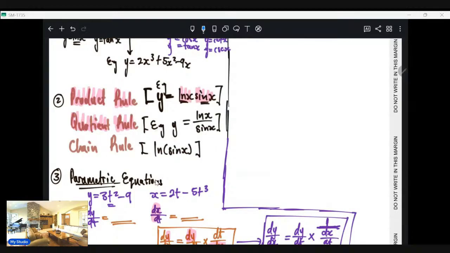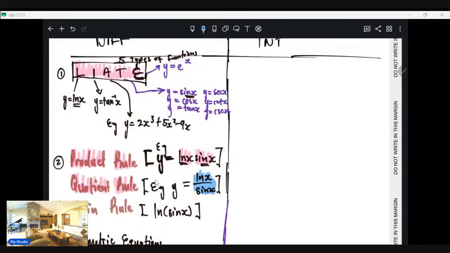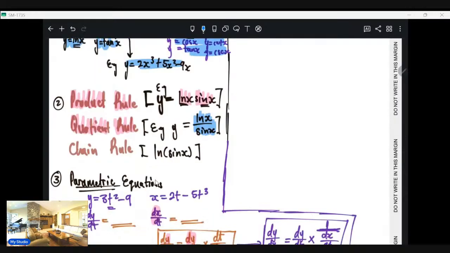The quotient rule is used now when they're dividing. You get 2 functions dividing like this. If you get them dividing each other, then you're going to use the quotient rule. When you get them multiplying each other, then you use the product rule. You let one be u, one be v. Just like here, you also let the top be u, the bottom be v. Then you're going to continue from there.